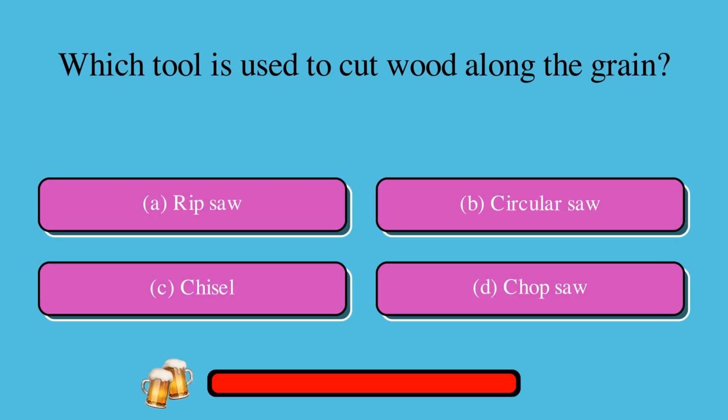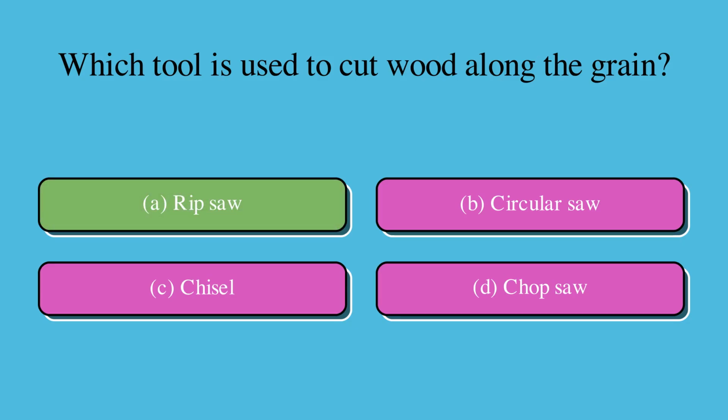Which tool is used to cut wood along the grain? Is it A. Rip saw, or B. Circular saw, or C. Chisel, or D. Chop saw? The correct answer is A. Rip saw.